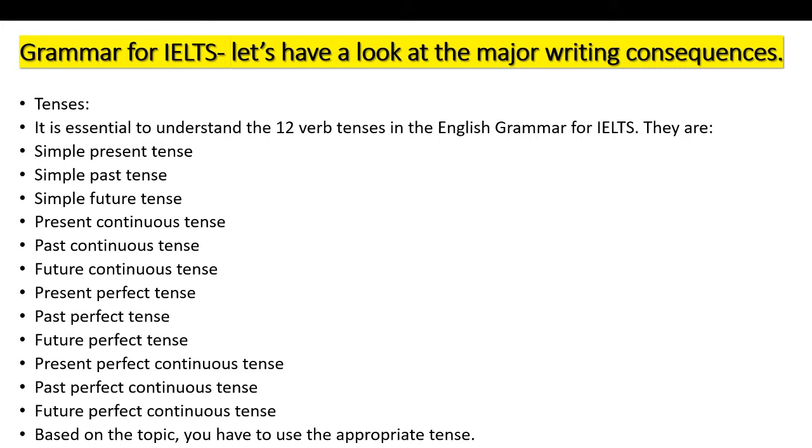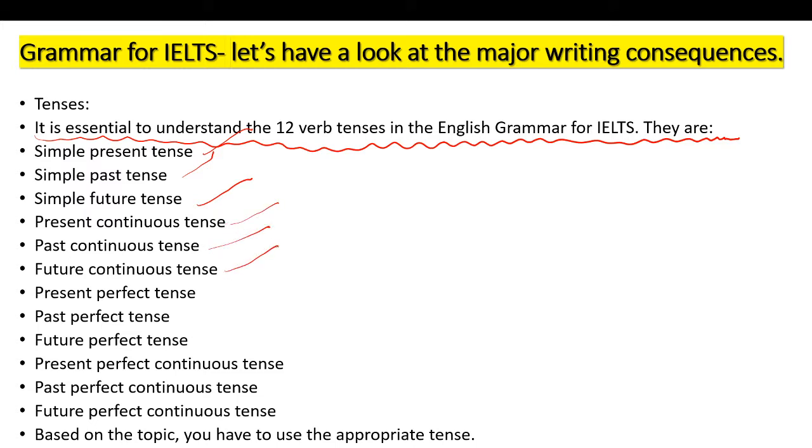It is essential to understand the 12 verb tenses in English grammar for IELTS. What are the 12? Simple present, simple past, simple future, present continuous, past continuous, future continuous, present perfect, past perfect, future perfect, present perfect continuous, past perfect continuous, future perfect continuous.